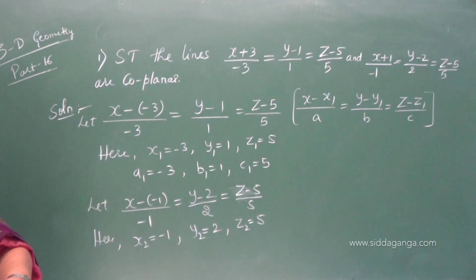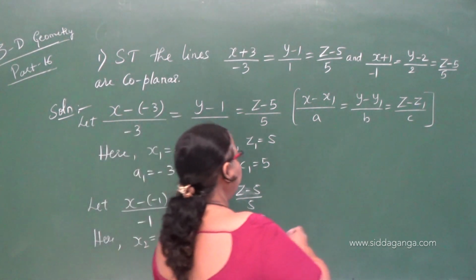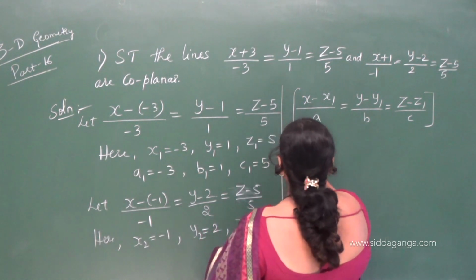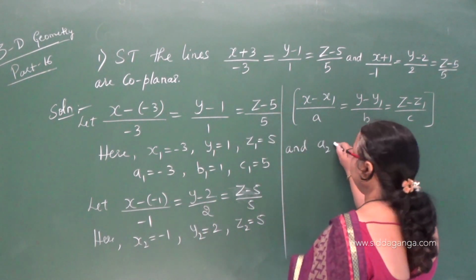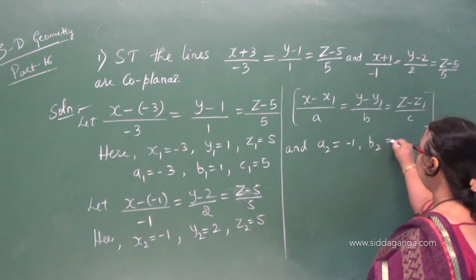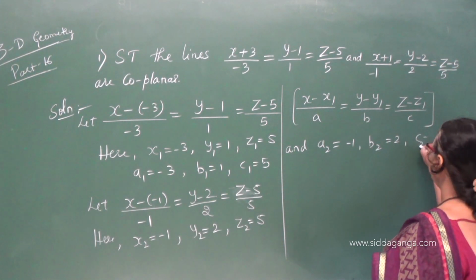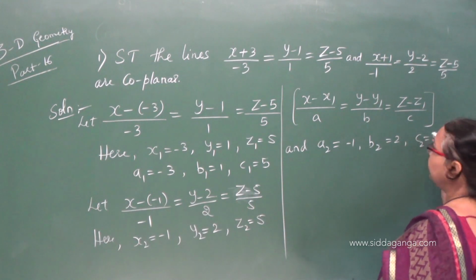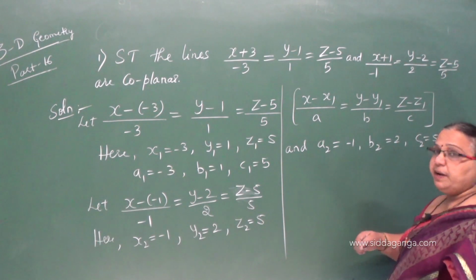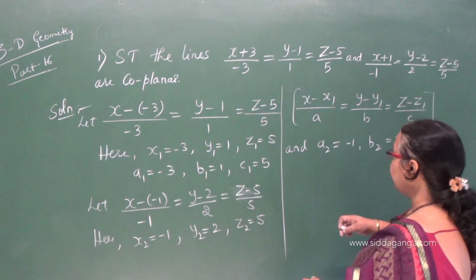So a2, b2, c2: a2 equal to minus 1, b2 equal to plus 2, and c2 equal to 5. So now you will write the condition for the coplanarity of the two lines.